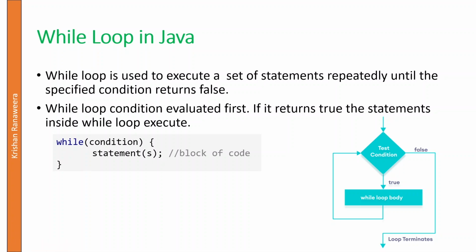In the last video, we discussed the for loop, right? Like that, which we did in the for loop, we can do the same thing in the while loop. That means we can do the same thing again and again. If you want to repeat the same thing, then you can use a while loop, for loop, or do while loop, right? A while loop is used to execute a set of statements repeatedly until the specified condition returns false.